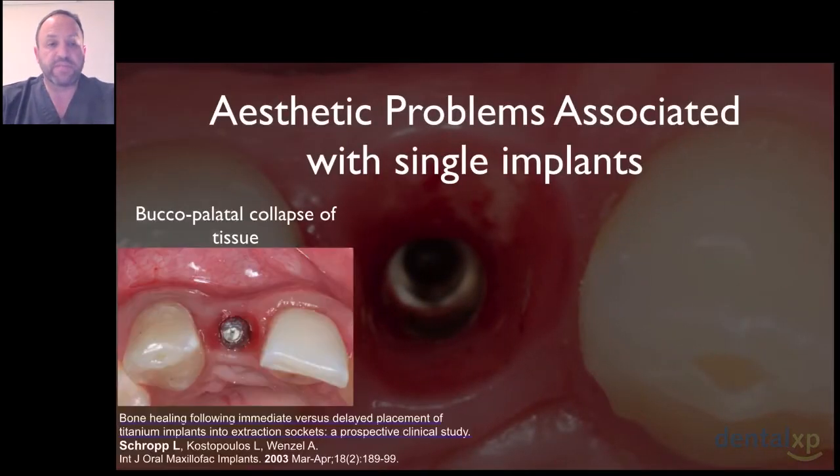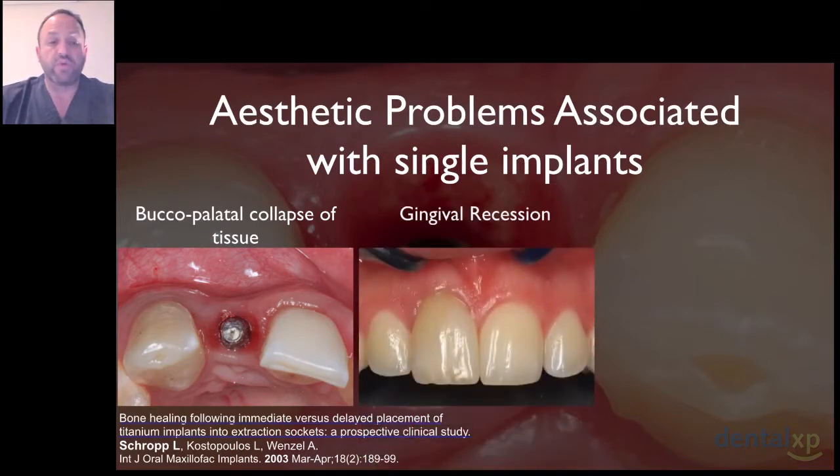If we look firstly in the aesthetic zone with single implants, we know from Schropp in 2003 that we get extensive buccopalatal collapse, especially with immediate implant placement. We also know from many of the studies, Chen, etc., that we get gingival recession of around 1 millimeter. But more importantly, with a single implant we generally tend to maintain our papilla. And one of the reasons for that, as I'm sure you know, is that the papilla is based on the bone of the adjacent teeth.